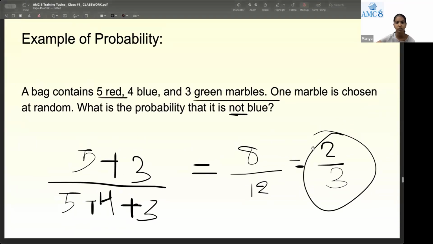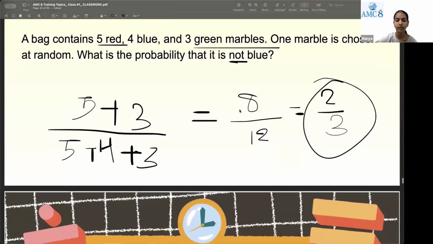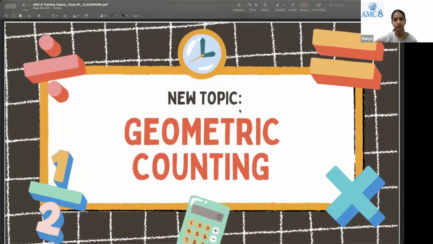Does anyone have any questions about probability? Okay, so if no one has any questions, then we'll go on to geometric counting.